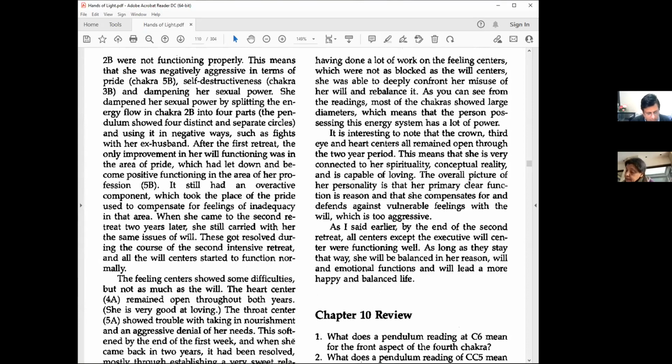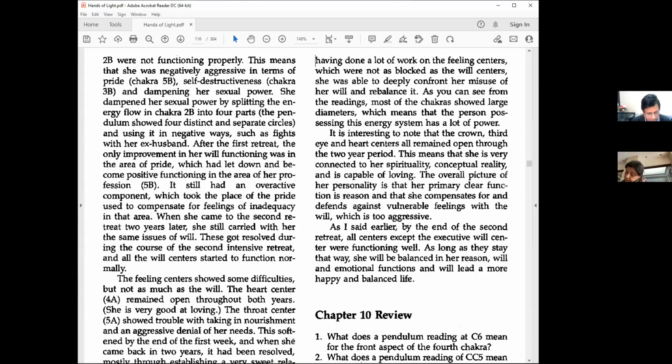As you can see from the readings, most of the chakras showed large diameters, which means that the person possessing this energy system has a lot of power. It is interesting to note that the crown, third eye, and heart centers all remained open through the 2-year period. This means that she is very connected to her spirituality and conceptual reality, and is capable of loving.